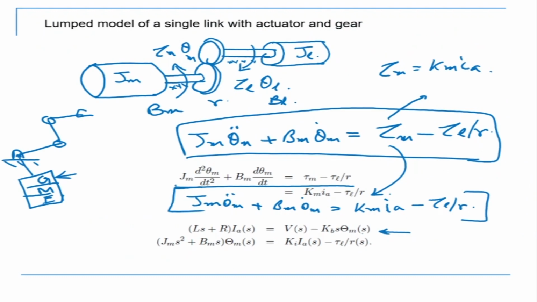So this is one equation that I get. So let's call this equation 2. Let's call this equation 3. And if I take the Laplace transform of this one, I get equation 4. Okay, so Laplace transform of this would be Jm theta m double dot will become Jm s squared plus Bms into theta ms, and the other side I get Km into Ia minus tau L by R into S. Okay, so I have these two equations.